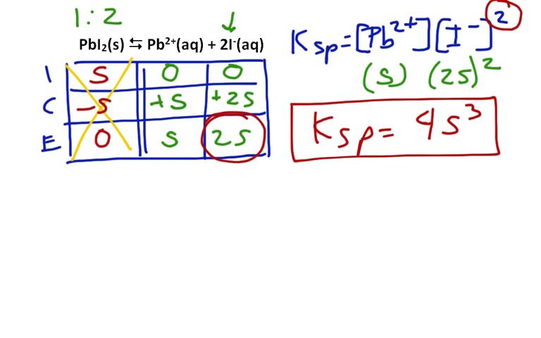So for a 1:2 compound, this expression comes out to be Ksp equals 4S cubed. And again, that's just as useful as I had before. If I know the Ksp, I can find the solubility. If I know the solubility, I can find the Ksp.